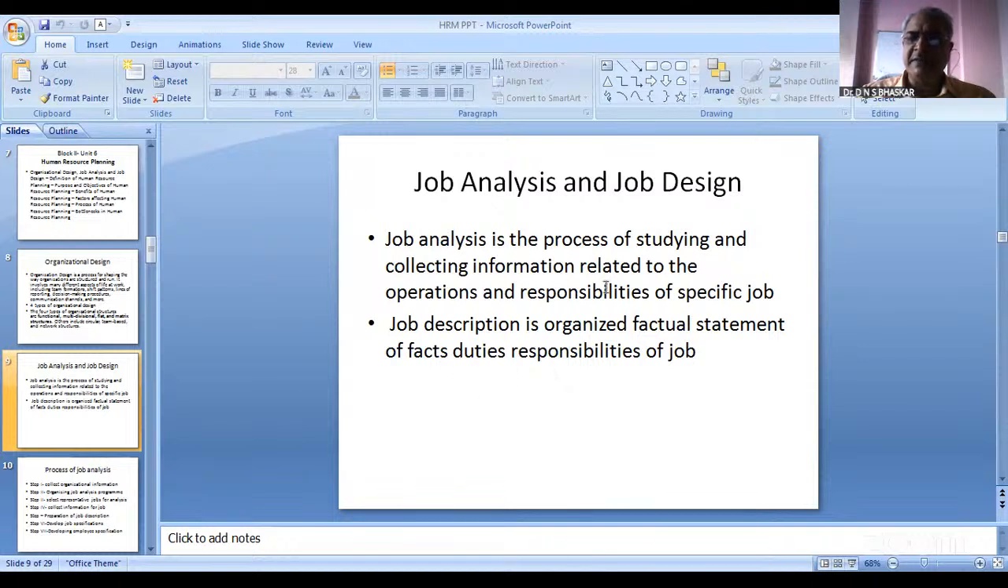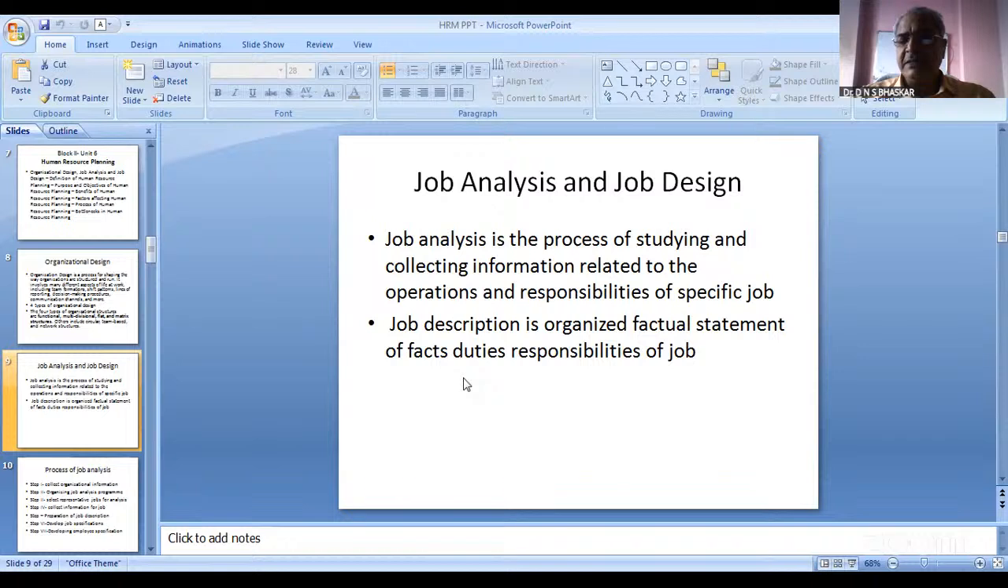So job analysis is the process of studying and collecting information related to the operations and responsibilities of the specific job. So it is the study of information related to the various activities that a person has to perform. What are the responsibilities of the person of a specific job? Suppose a purchase manager is there. What is his job? What are the roles he has to perform? What should be his accountability? What are the various activities that are to be carried out? All these aspects are to be understood before selecting a person as a production manager.